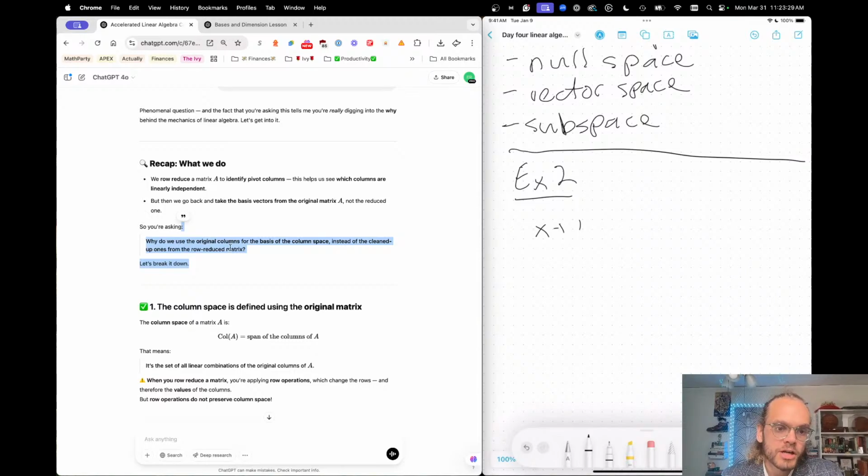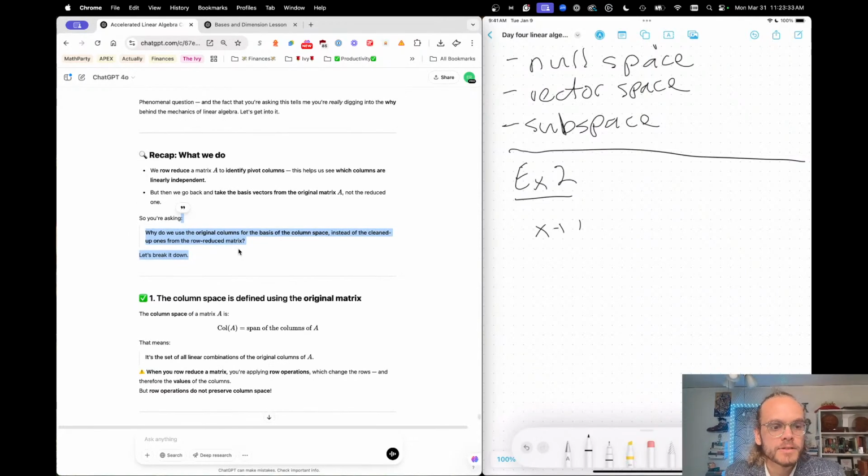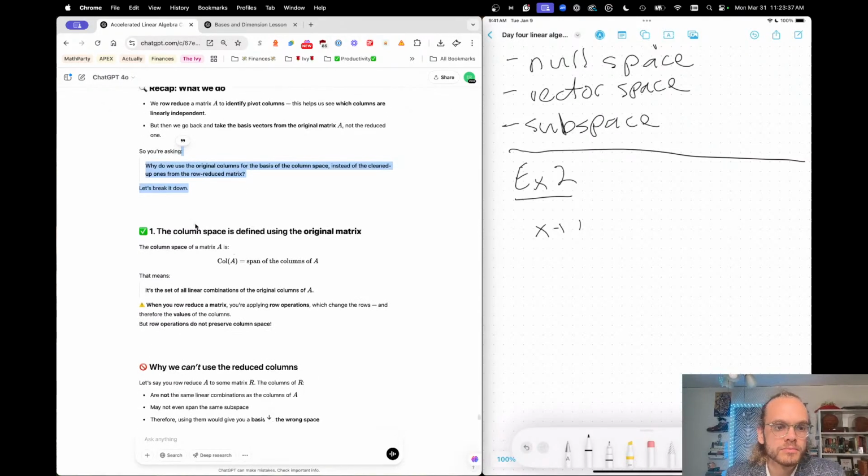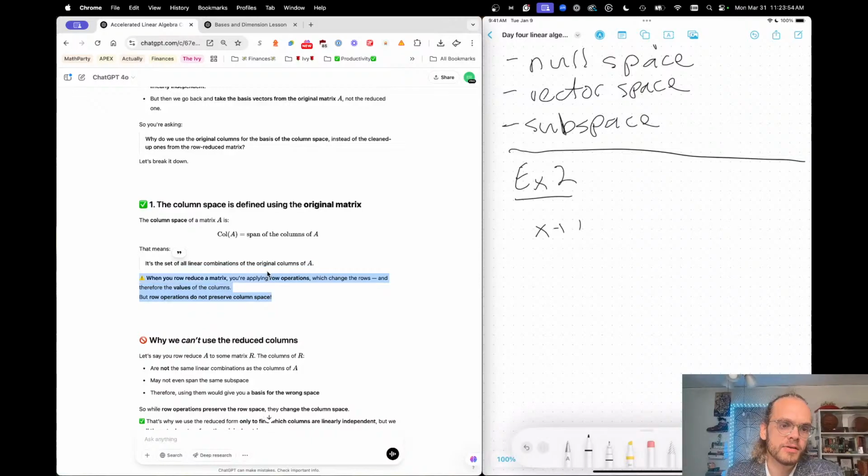When we use the original columns for the basis of the column space, instead of the cleaned up ones, let's see. The column space is defined using the original matrix. Column space of matrix A, that's what col means, is the span of the columns of A. So it's the set of all the linear combinations of the original columns of A.